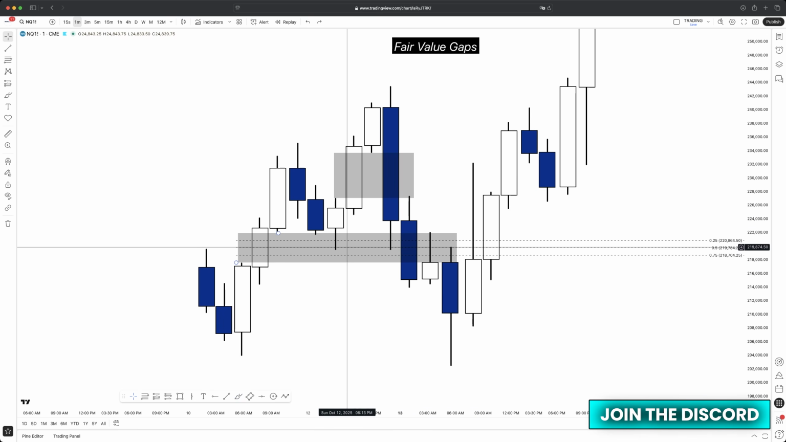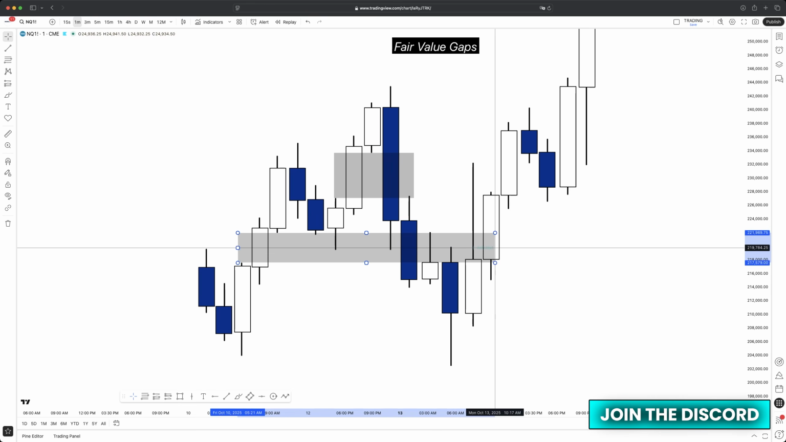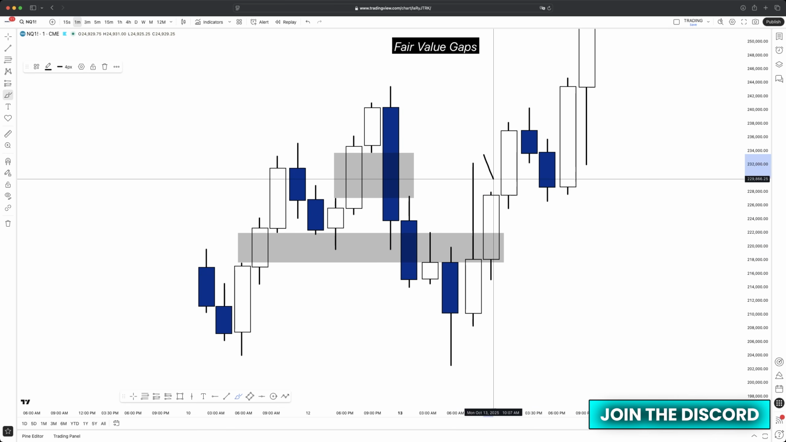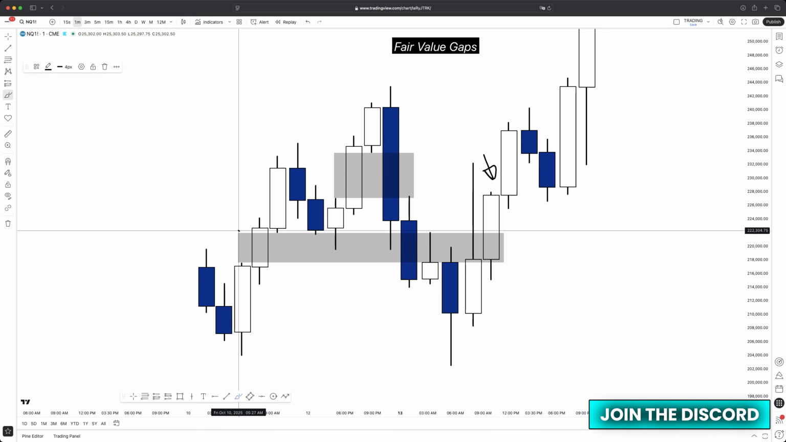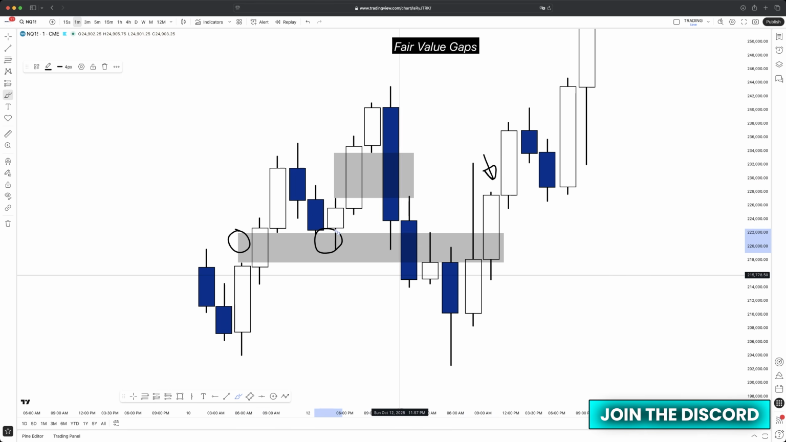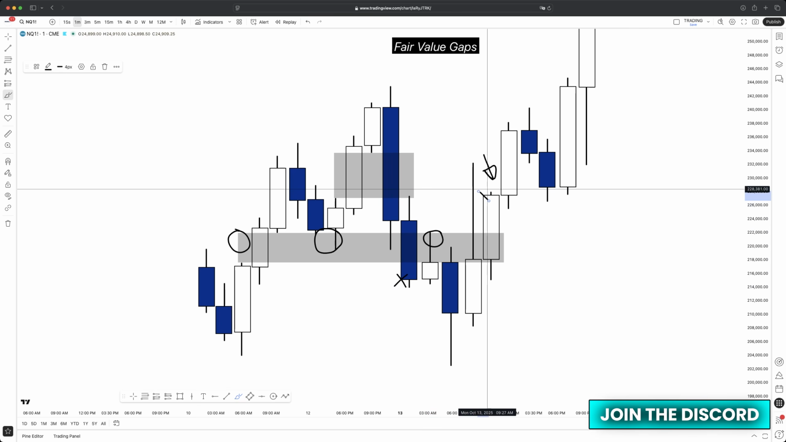As price continues here, price closes back above this fair value gap. This is the point where you would remove it off of your chart. So inside of this candle right here, this is when you would remove this fair value gap off your chart. It was a bullish fair value gap. It turned inversion on the close. It got respected, and then it got closed back above.